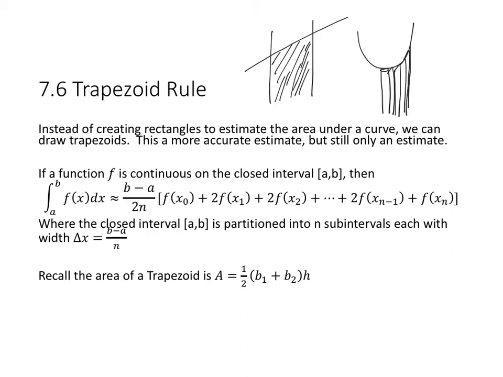They give us this really in-depth equation to remember, but we really don't need that equation. I'll give it to you and talk about it, but we don't really need to use it. This is a more accurate estimate, but still an estimate. The integral from a to b of f of x is approximately (b minus a) over 2n, times the y value for the first interval, plus 2 times the y value for the second, all the way to plus 2 times the y value for the second to last, plus the y value for the last.